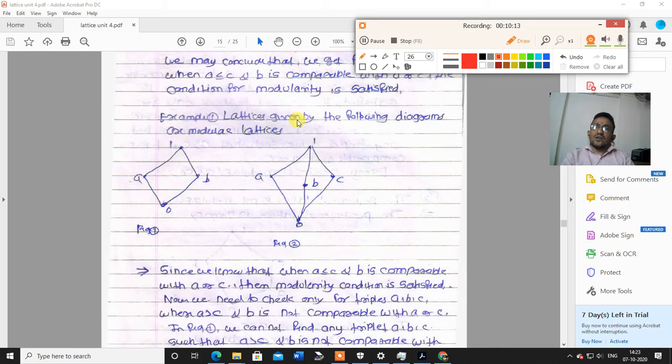So the lattice as given by the following diagram, we have to show that these are modular lattices. Okay, this is a lattice with least element 0 and greatest element 1, and this is also a lattice with least element 0 and greatest element 1, say figure first and figure second. So you have to show whether these two lattices are modular or not.